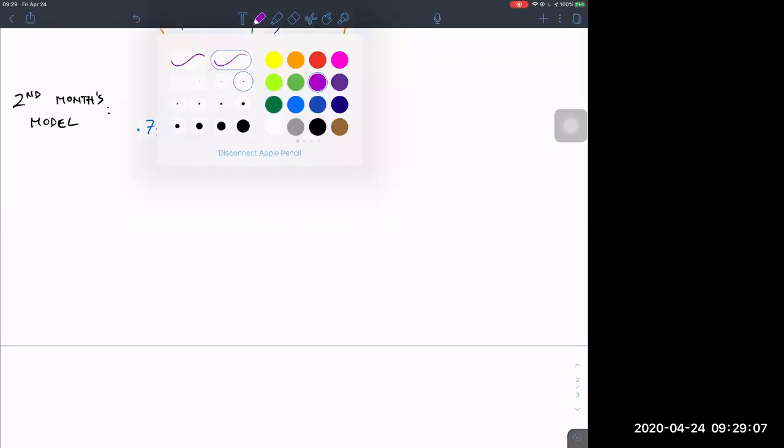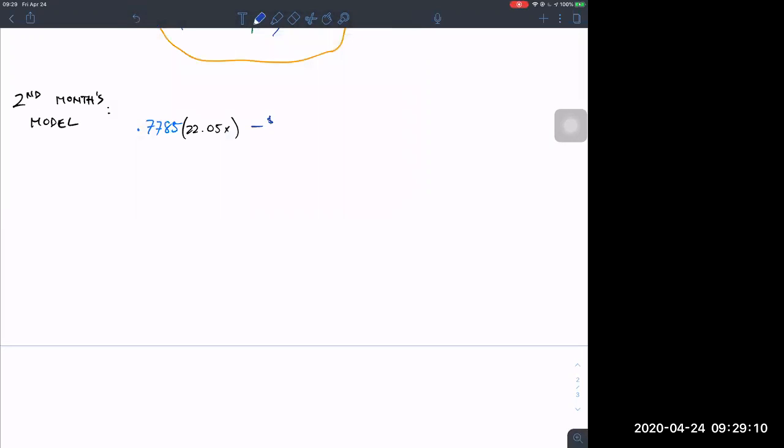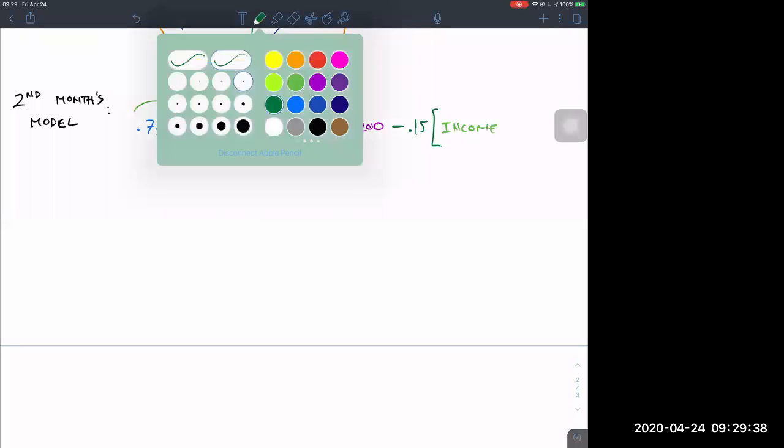Subtract off your numbers, your expenses, right? 1094.81 for your rent, 200 for your savings account. And now we have to subtract off 15% of our income. And again, our income is this portion right here. This is income. So whether you rewrite that number or you just write the word income because you properly labeled it, either answer would be correct.